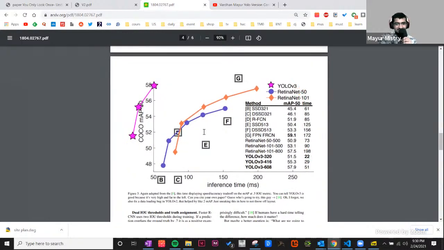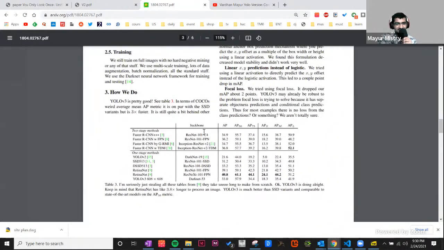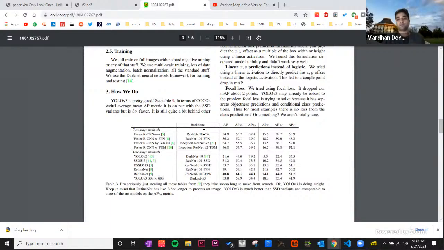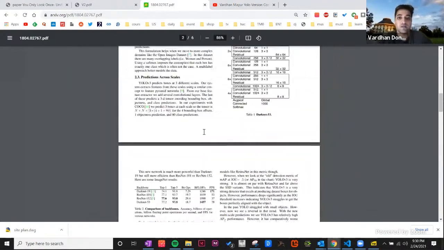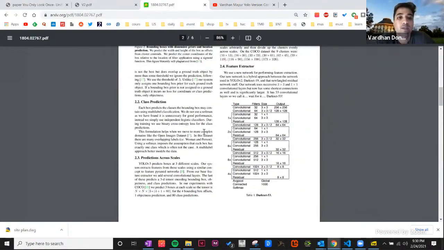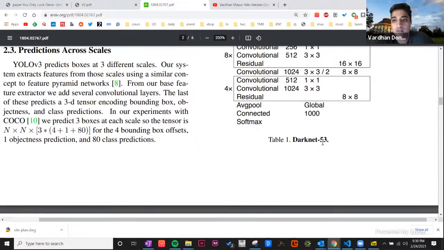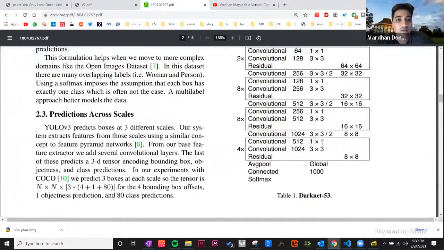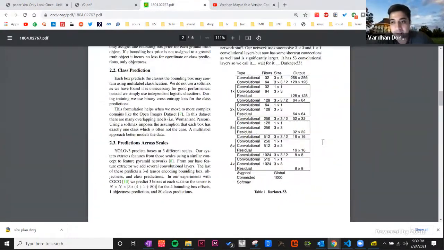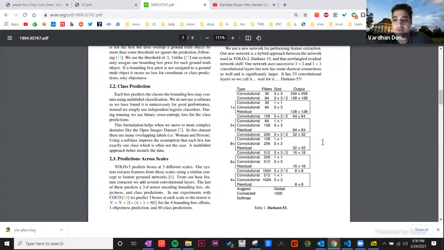Do they have something similar? This is inference time. So basically, if I make a distinction between V2 and V3, it's the backbone. For V2 it was Darknet-19. Now they have a different one, Darknet-53, as a backbone, and that's the only major difference that I can point out between the two. And the effect is better accuracy.